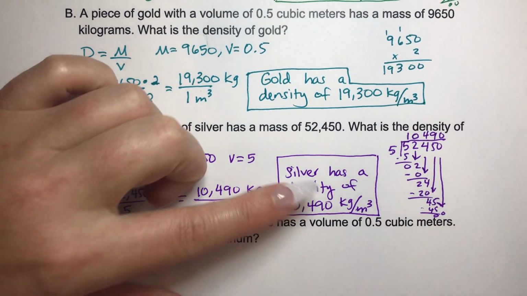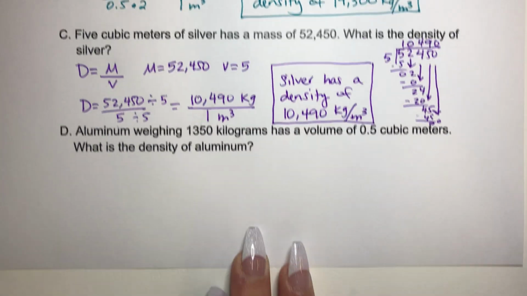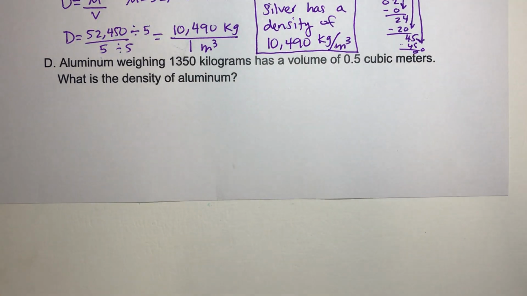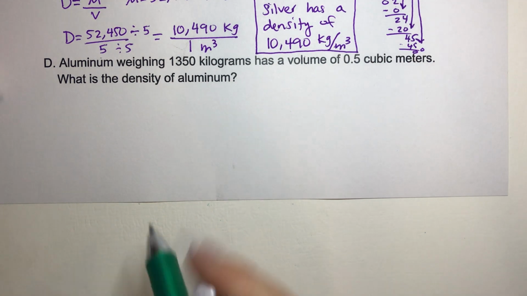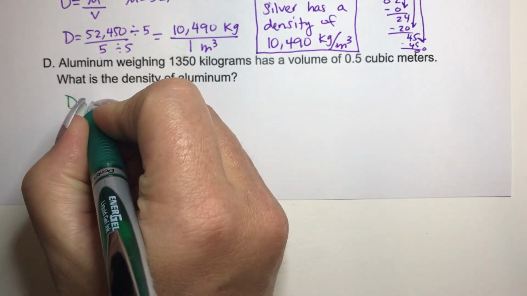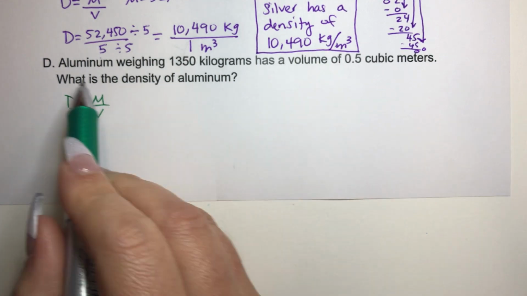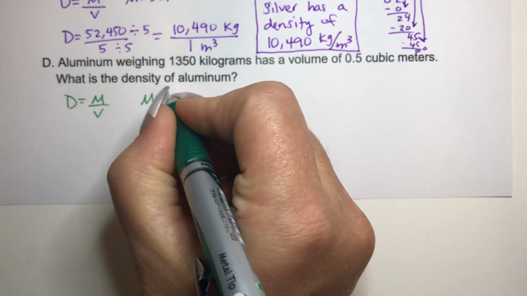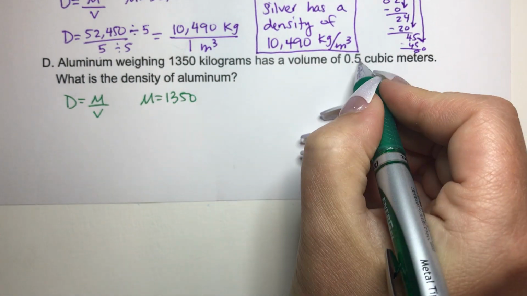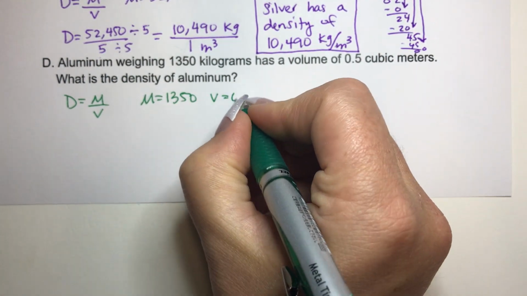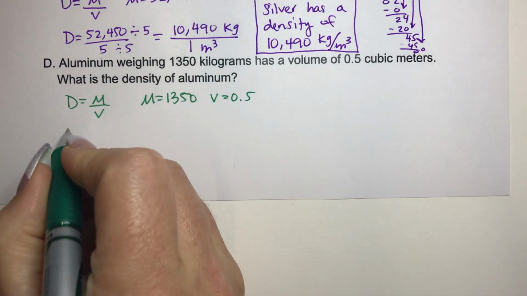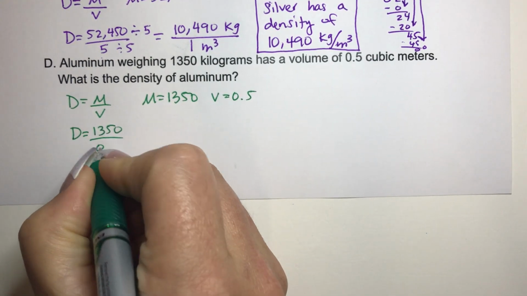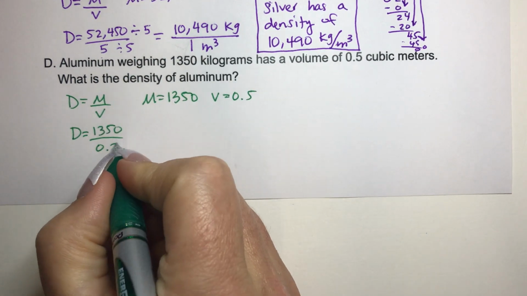Okay. So if you got that one right, great job. Let's go ahead and look at the last one, aluminum. What is the density of aluminum? So we're going to write that density formula, right? Density equals mass over volume. It says aluminum weighing 1,350 kilograms, so that's our mass, has a volume of 0.5, so we just substitute those values in. Right, that's supposed to be a 5.